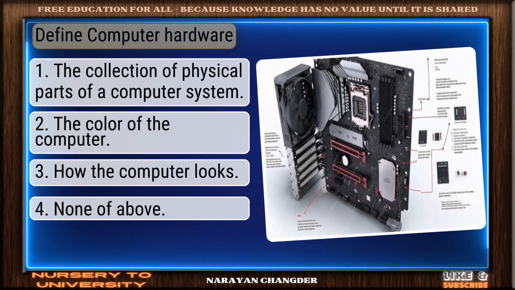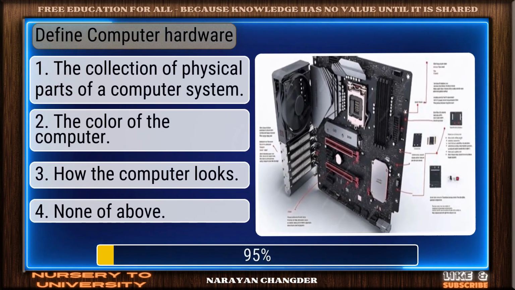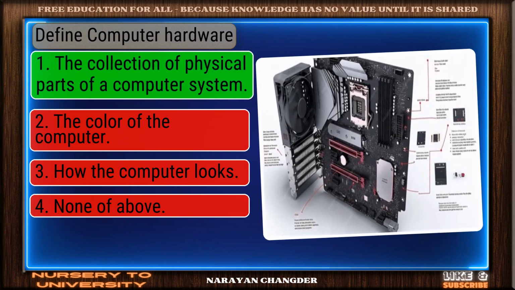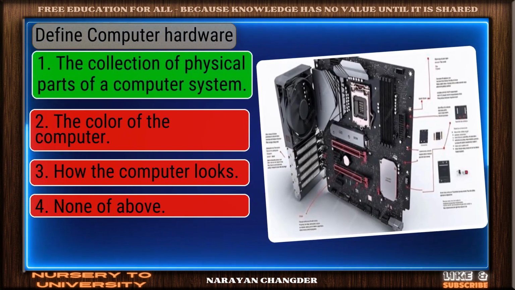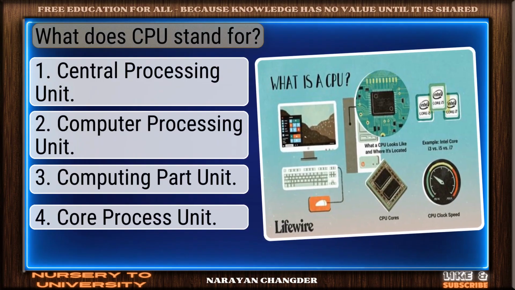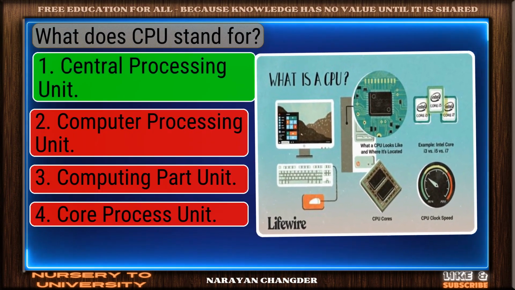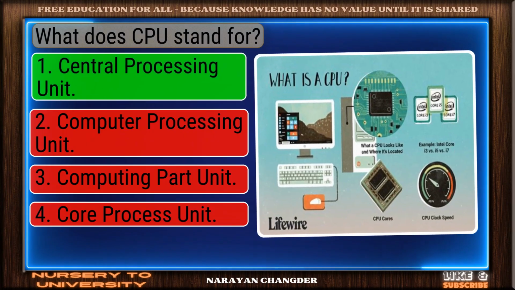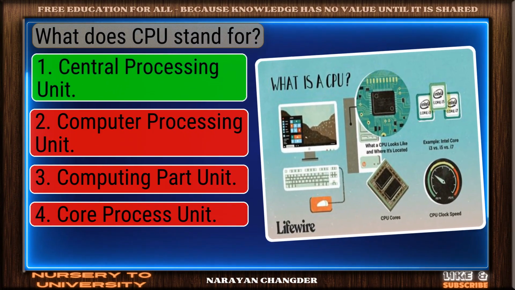Question number 67. Define computer hardware. Well picked. The collection of physical parts of a computer system is the correct answer. Question number 68. What does CPU stand for? Nice work. You chose Central Processing Unit, and it is correct.